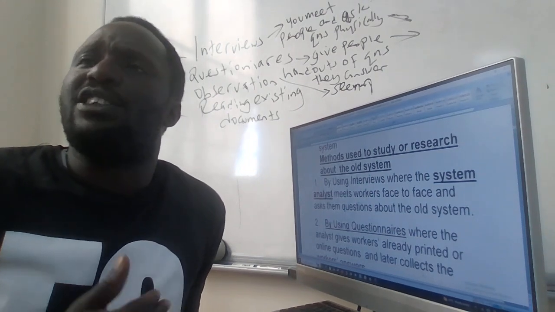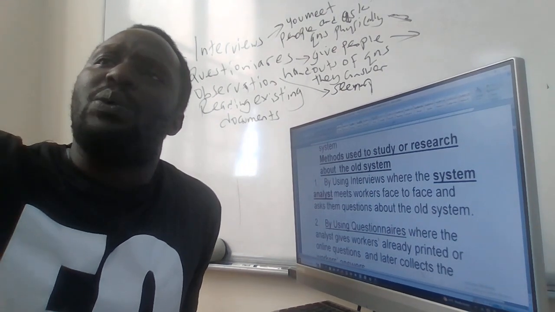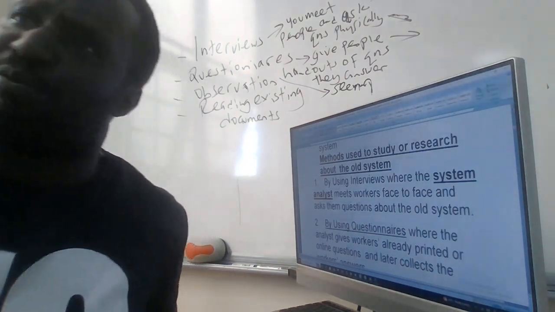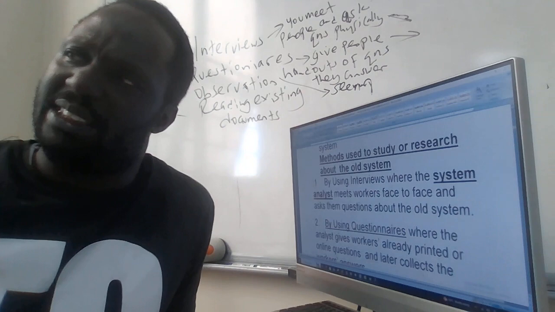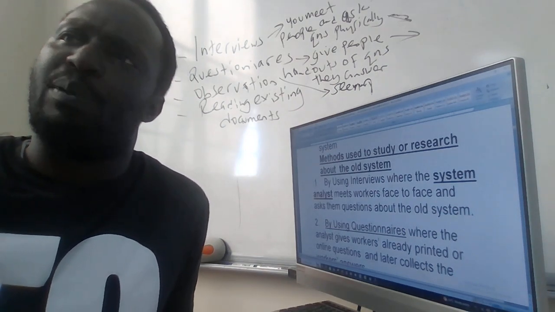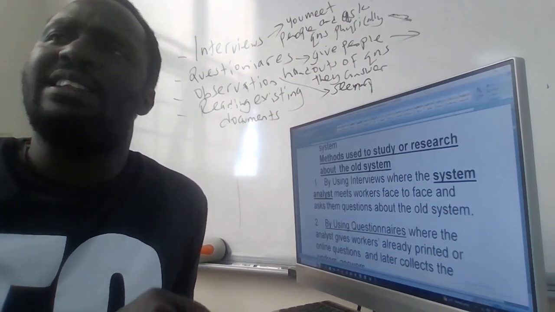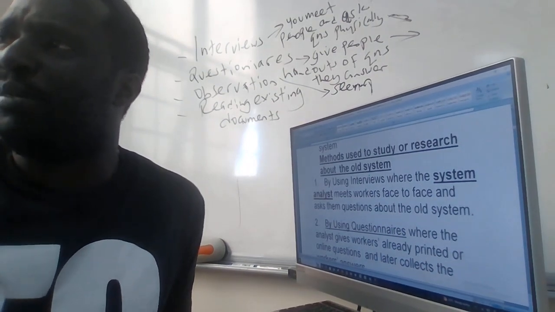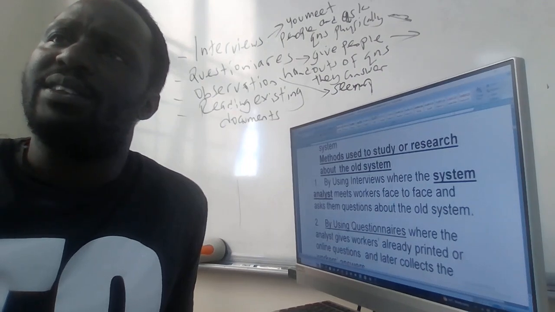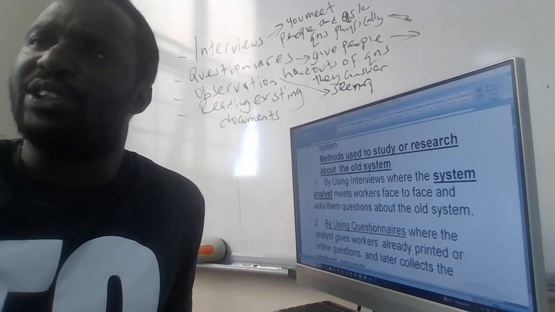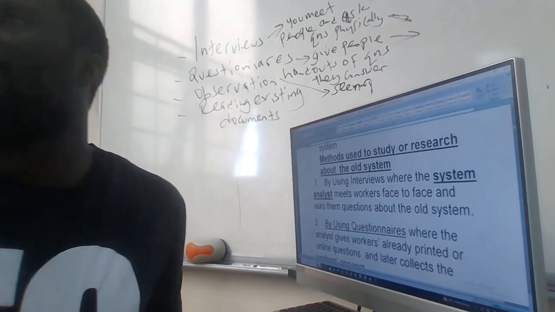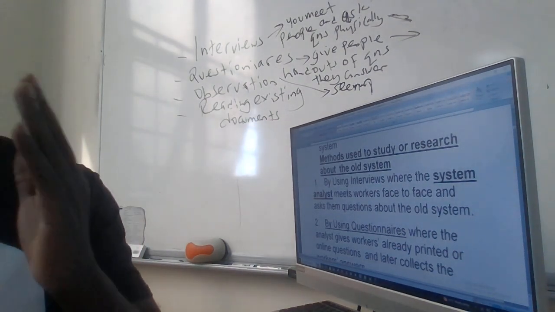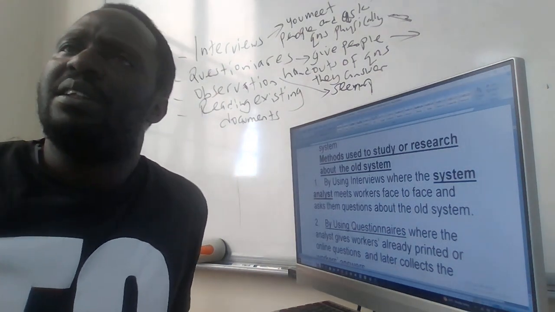Our next one is observation. Observation, we said, basically means where you look at people as they use the old system, which means you visit the organization where the old system is, and then look at people as they are working. Why is that good? Number one, you get first-hand information, which is not like questionnaires and interviews. Here you see exactly what they are doing and you observe by yourself.